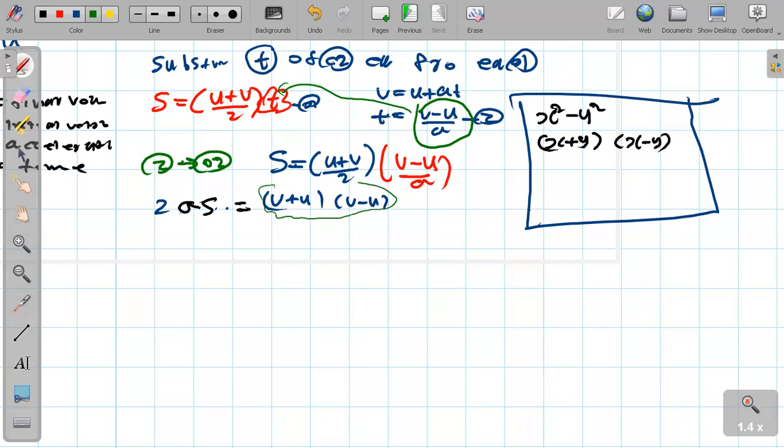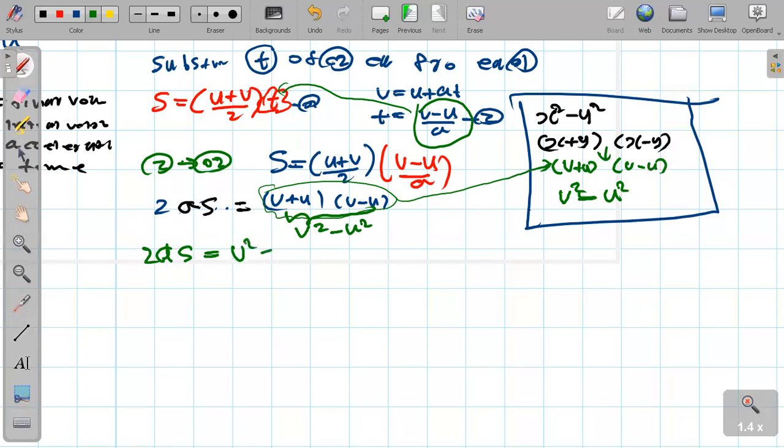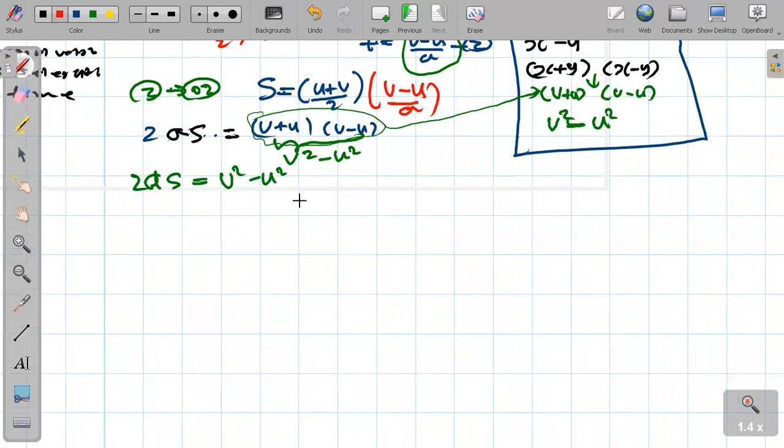Now considering this result, V plus U and V minus U, isn't that resembling this one, the same result? This is the reversal of what? Factors of the difference between two square numbers. So it is going to be V square minus U square, this whole expression. So I can bring this whole expression in terms of V square minus U square. Can you understand, everybody? Yes. Okay, I can write it like 2AS equals V square minus U square. And finally, it is going to be V square equals U square plus 2AS. Got the point?